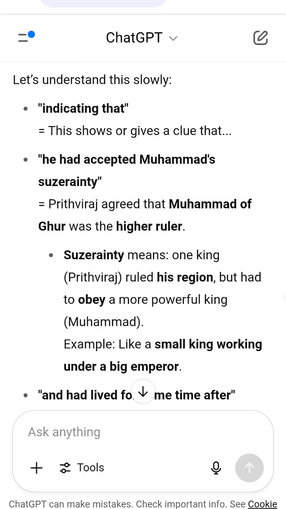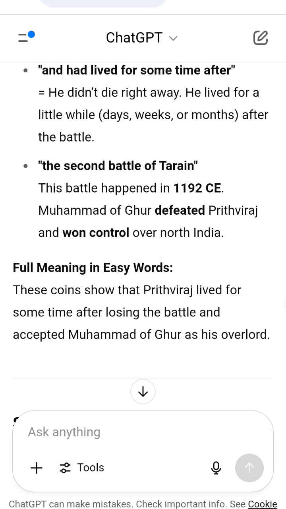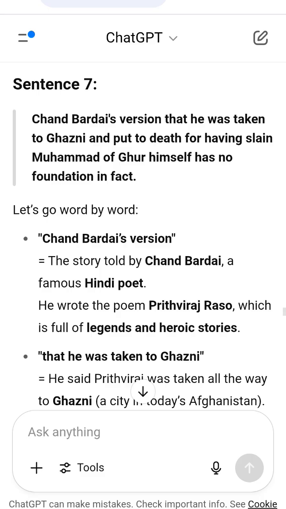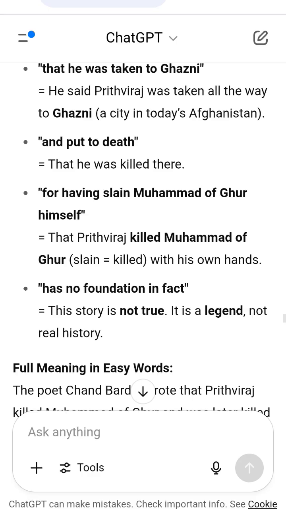Deep explanation. This story comes from a poem called Prithviraj Raso, written by Chand Bardai, who was said to be Prithviraj's court poet. In this legendary tale, Prithviraj is taken to Ghazni and secretly trained by Bardai to use a bow and arrow while blindfolded. He then kills Muhammad of Ghur before being executed himself.